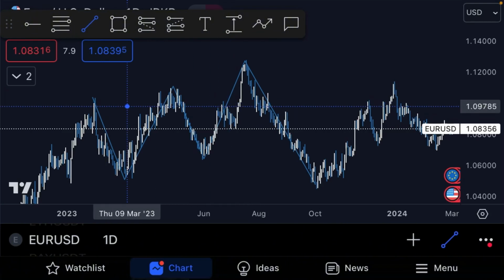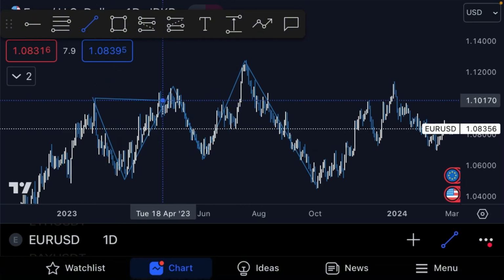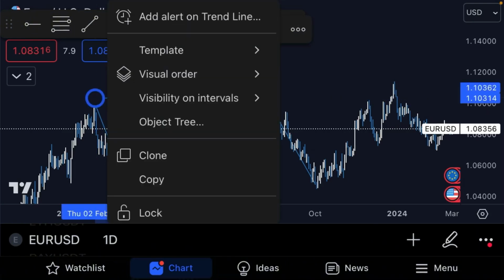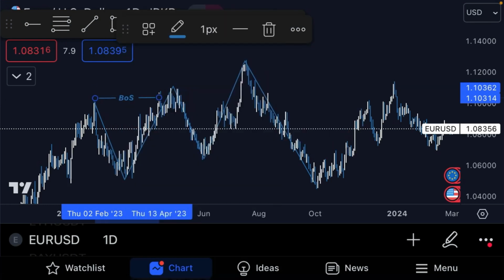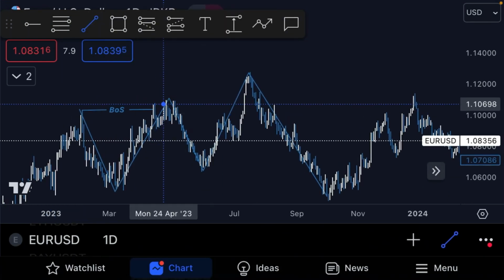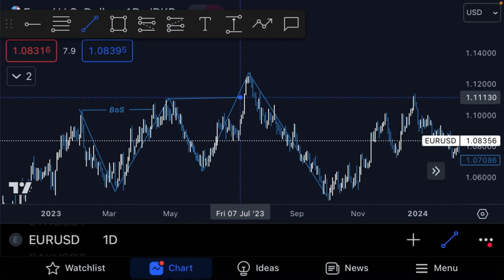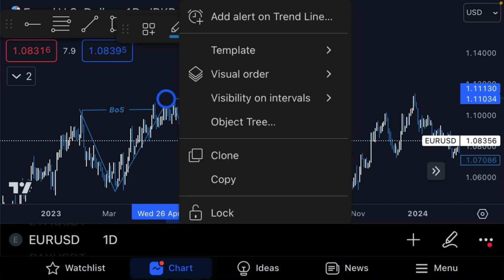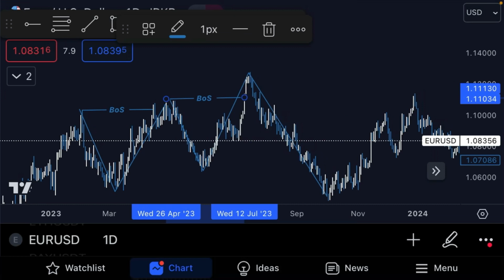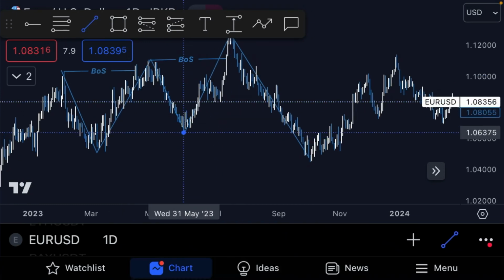So let's just map these things out. So we're gonna call here a break of structure. Okay, we're gonna call here a break of structure. Then we head over to this area where we call here another break of structure, which is still bullish as well. Then we go over to this area as well, which is a change of character. Okay, this is a change of character.